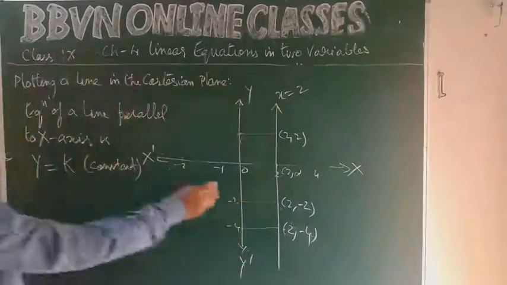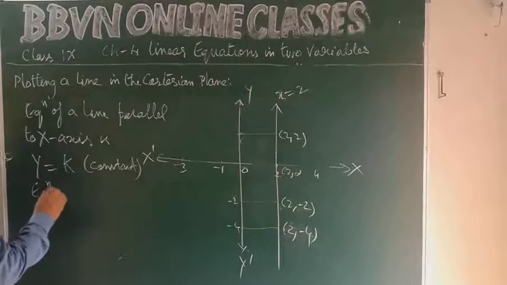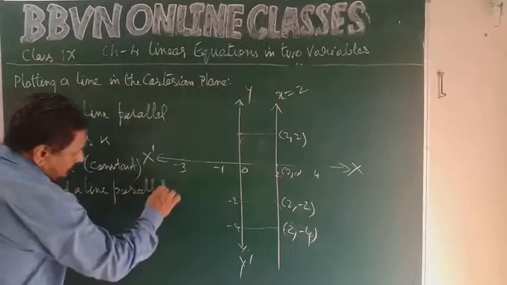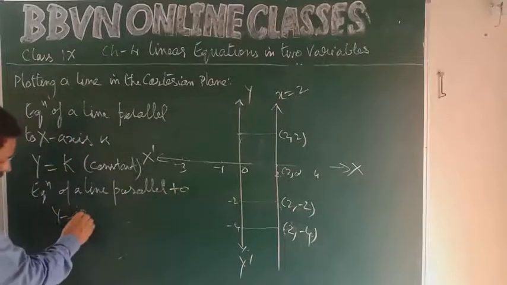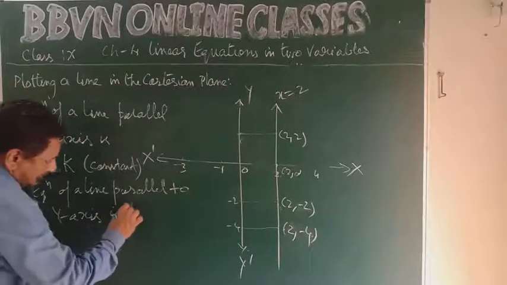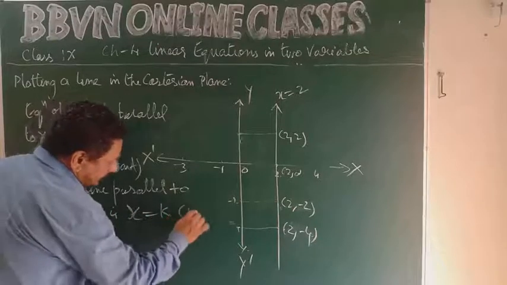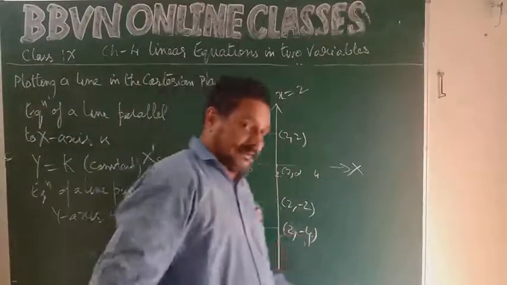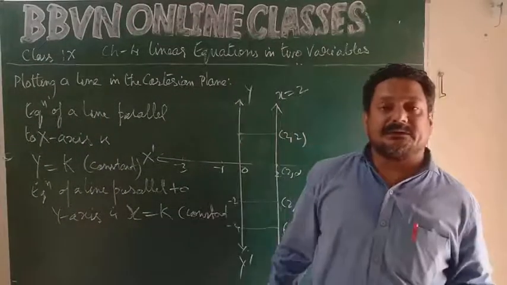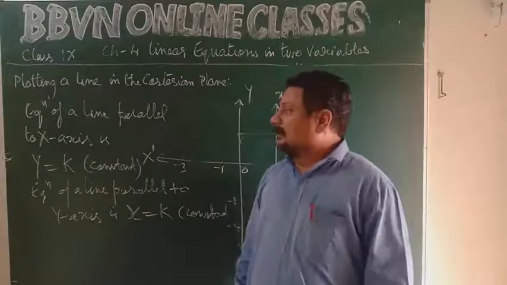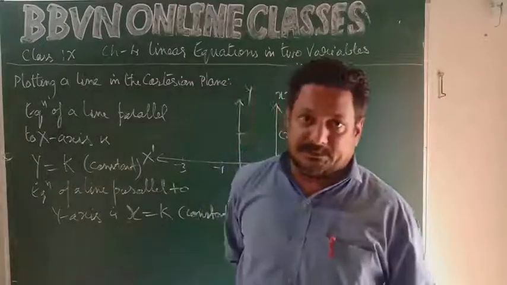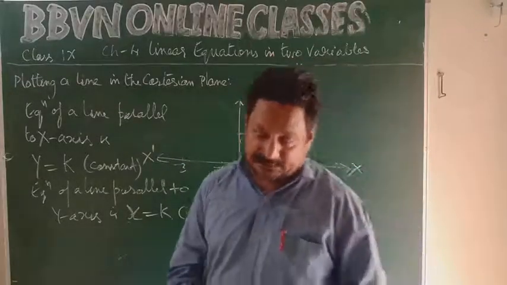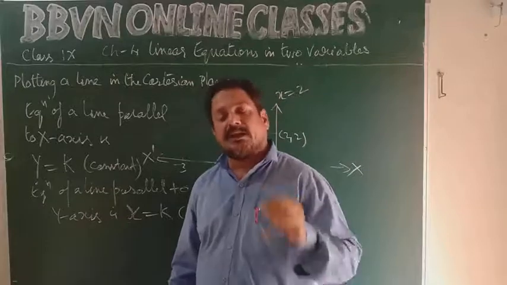The equation of a line parallel to y-axis is always x equal to k, where k is a constant. It can be x equal to 1, x equal to minus 1, x equal to 3 by 2, x equal to minus 5 by 2, anything. So this is how we plot a line in the Cartesian plane. Equation of a line parallel to x-axis, equation of a line parallel to y-axis. So children, try to solve the questions, come up with the doubts.